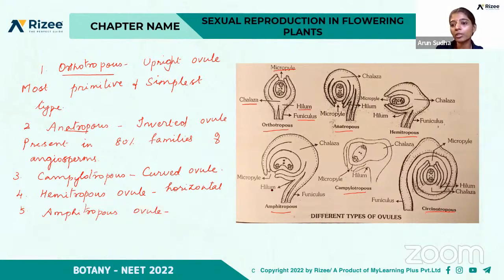Here, if you see the structure, this is the structure of Amphitropous. Here, this is the embryo sac. The embryo sac is in the form of a horseshoe. Embryo sac is horseshoe shaped. And it is also called transverse ovule. Transverse ovule. And then the last one is the Circinotropous.